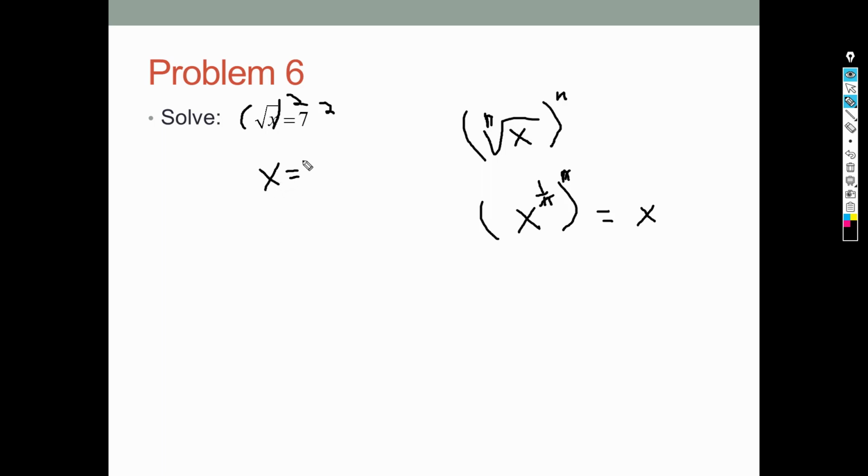7 squared is 49. With radicals, it is important to always check your answer, because when you square both sides, a lot of times that can lead to extraneous roots. We'll check for the squared equation, but not for the original one. So always check the original equation. In this case, it's x equal to 49. That's your answer.